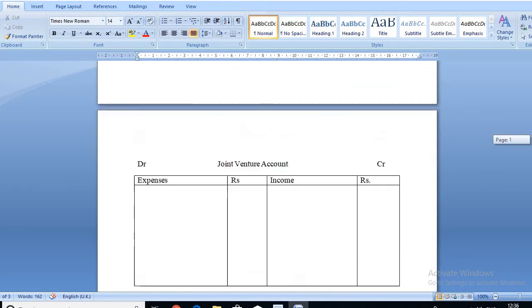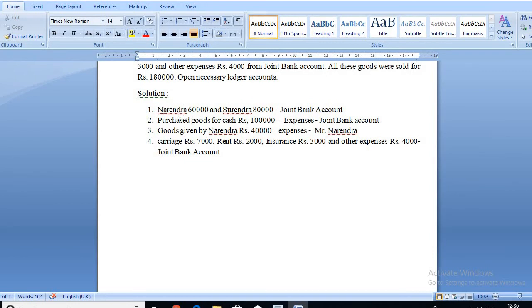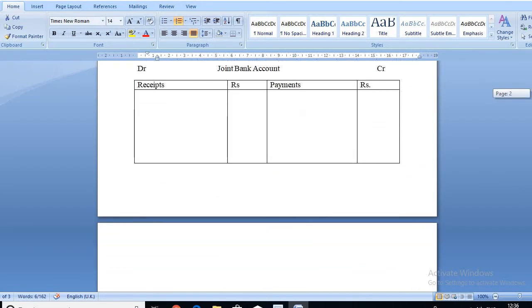Let's start. What's the first transaction? The first transaction, Narendra contributed 60,000 and Surendra contributed 80,000. This amount is deposited into a joint bank account. So now come to joint bank account. Now tell me, will this amount be a receipt for bank or payment for bank? Narendra and Surendra depositing money means it's a receipt for bank. So record on receipt side.